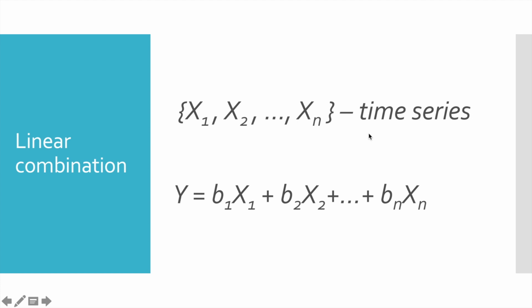Now let's define linear combination. Assume that we have several time series, x1, x2, and so on. Their linear combination will be time series y, which equals some coefficient b1 multiplied by values of time series x1 plus b2 multiplied by x2 values, and so on till bn multiplied by xn values. If this set of time series is integrated of order 1, and their linear combination y is integrated of order 0, that means that x1, x2, and till xn are cointegrated time series.